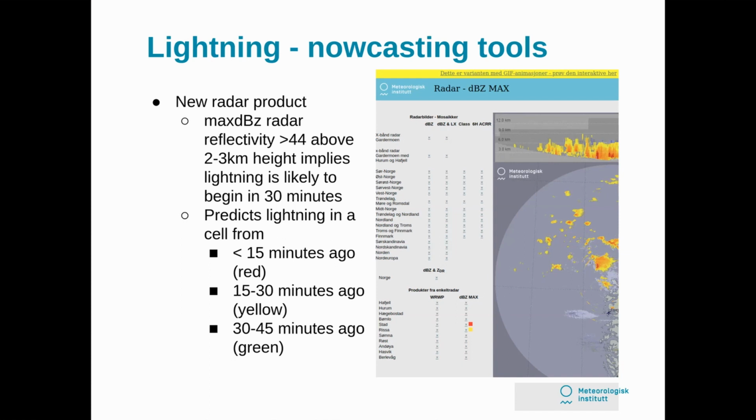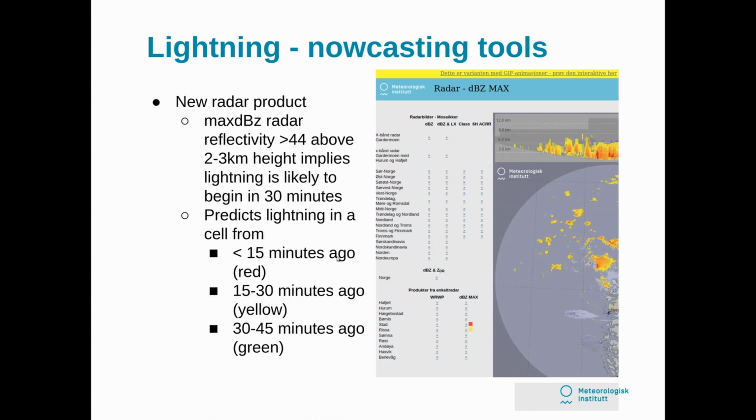So what we can see here on the right, we have a yellow and a red square situated next to the radars. The red one means that there was more than 44 max dBZ in this radar less than 15 minutes ago. So lightning is likely to happen in 15 to 30 minutes.